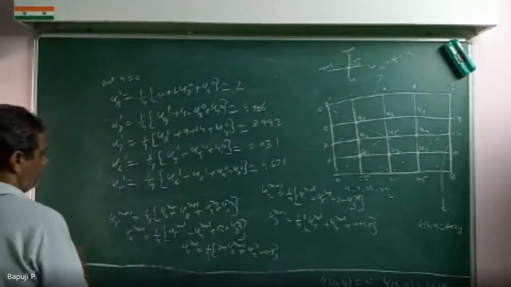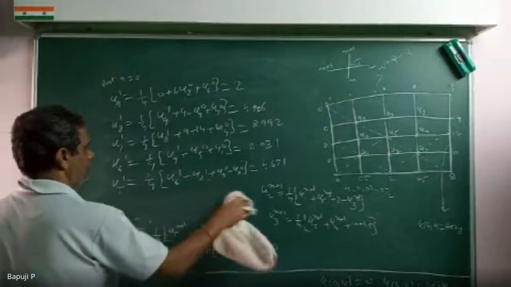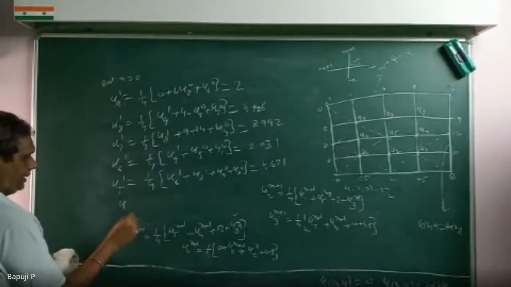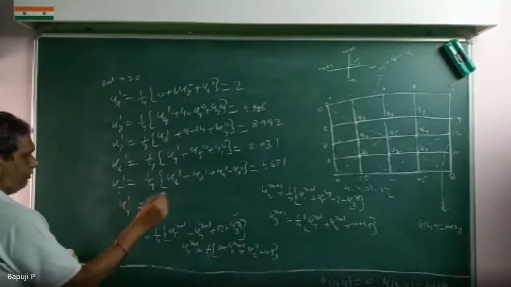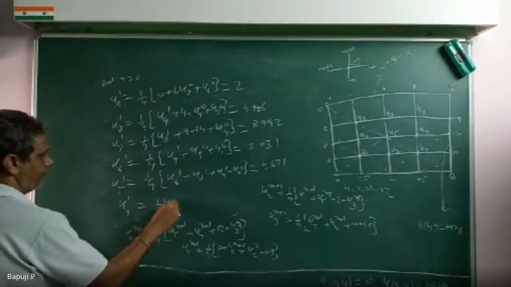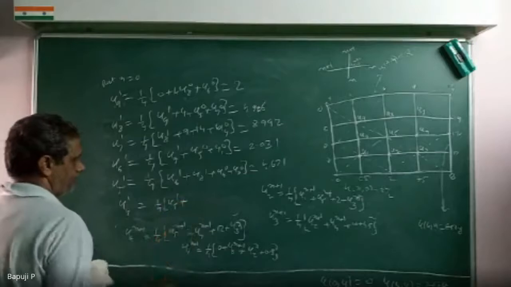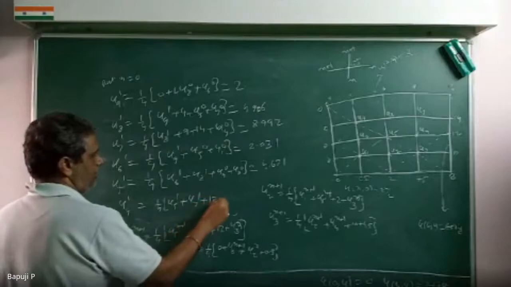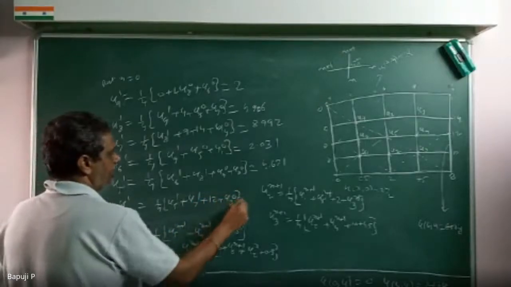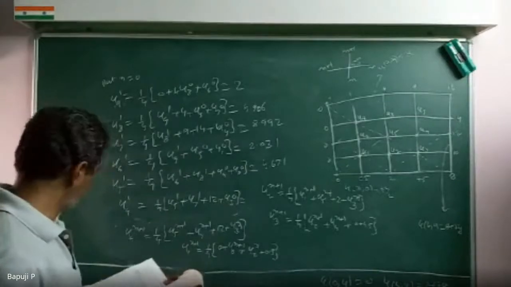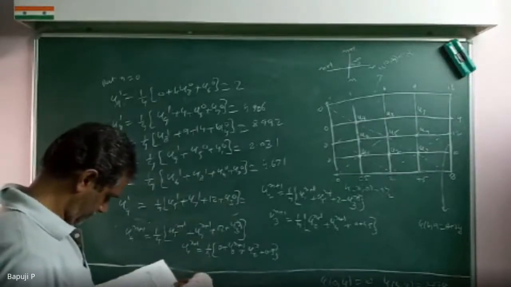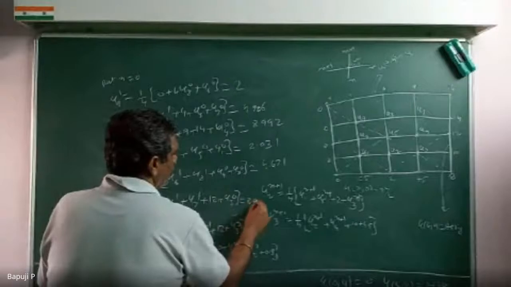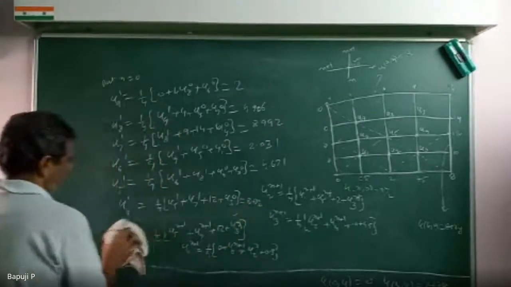Then U5 is over. Keep the formulas with you, otherwise it is a headache. Then U41. U41 is equal to what? 1 by 5, U51 plus U71. U71 is available. Then plus U30. That value substituted, then what will you get? 8.07. U41 is over.